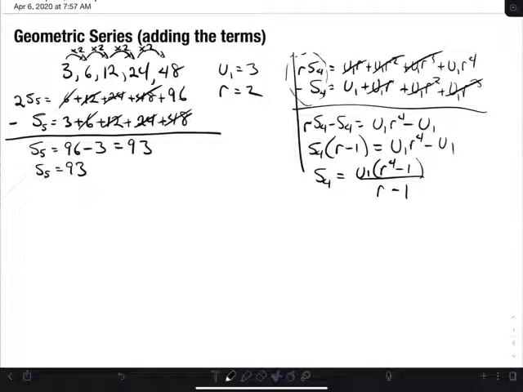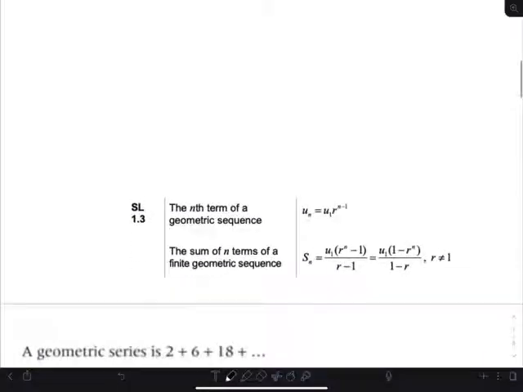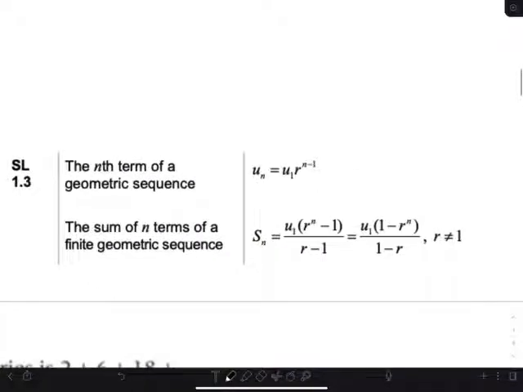You can do this and generalize it, and you'll end up with a nice formula. And let me scroll down and reveal to you what's in your formula booklet. Ta-da! Okay, so this is what's given to you. This is for the sequence. So that's the thing we were using last time, to know a specific term. And this is for the sum. And what you do is you end up with this formula here.